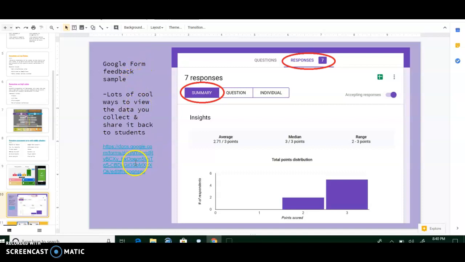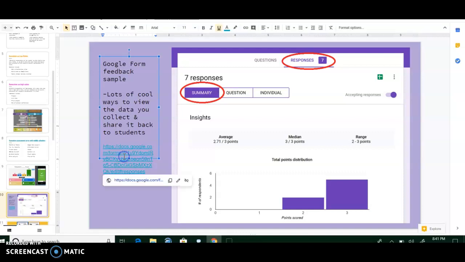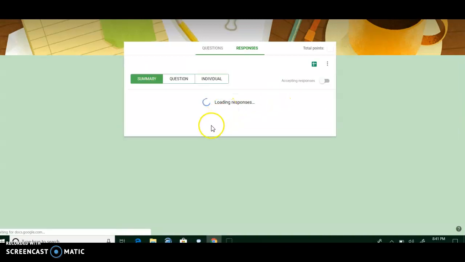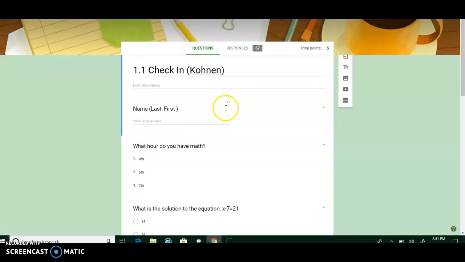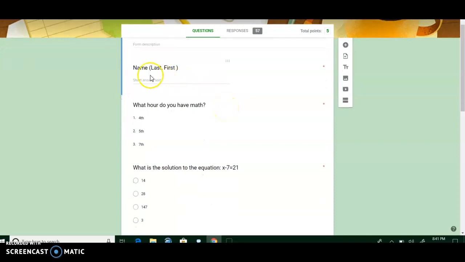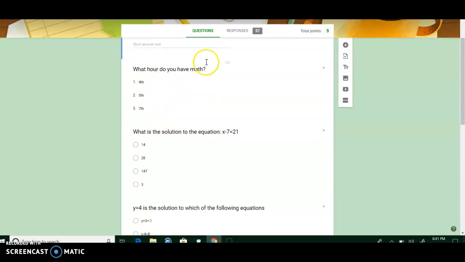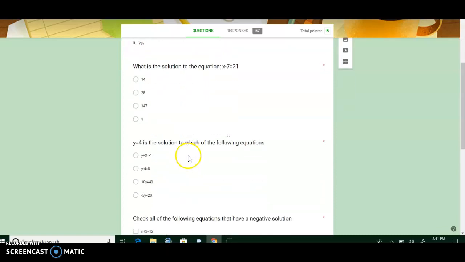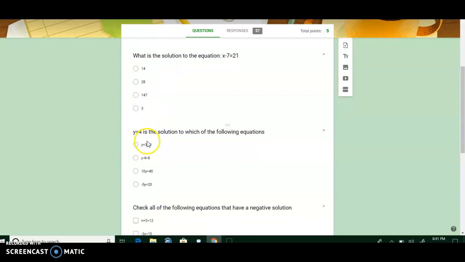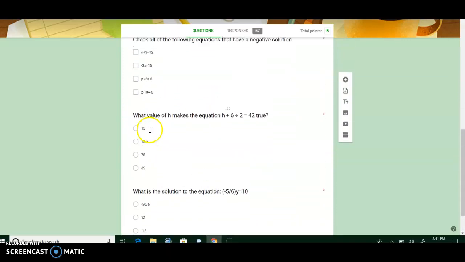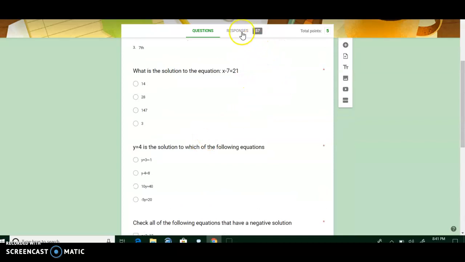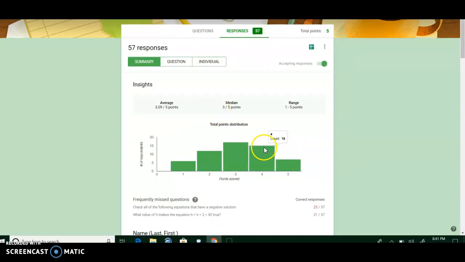I'm going to take you to a link of a Google form. So Google Forms are a great way to summarize feedback. Let's see. So this is a check-in that my PLC uses. Students will enter their name. They tell us what time, so basically what class period they have. And then we have multiple choice answers. And they take the little short quiz, and we generally keep these 5 or less questions. And then when they're done, we can organize their responses and look at the feedback that way.